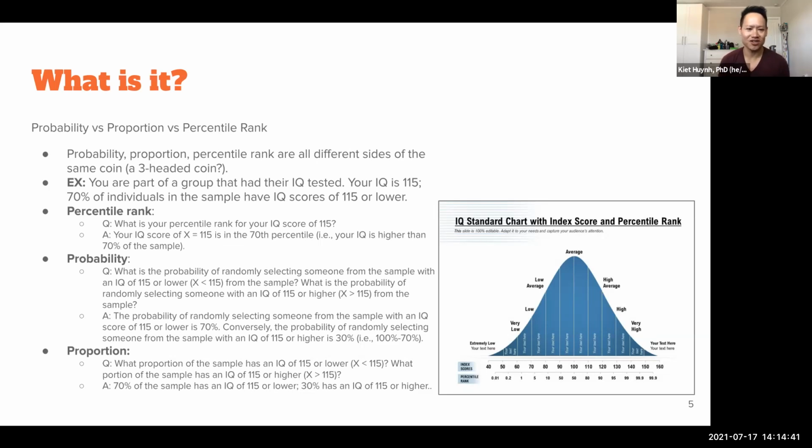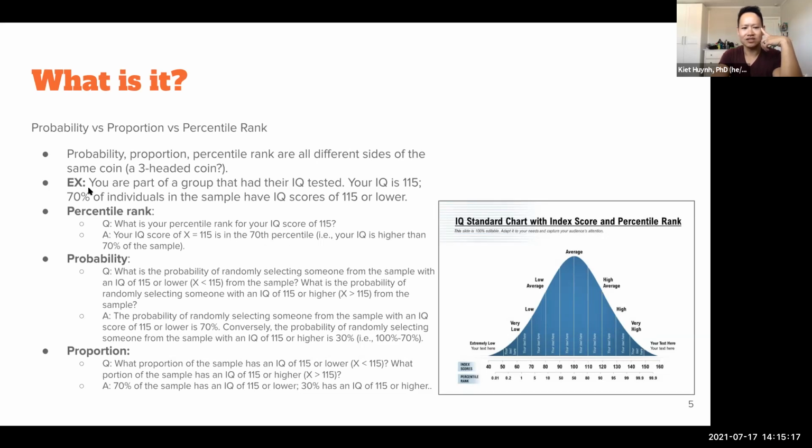Let's look at an example to clarify things. Imagine you are part of a group that had their IQ tested, and your IQ is 115, and 70% of individuals in the sample have IQ scores of 115 or lower. How would you phrase this as far as percentile rank, probability, or proportion? If you're asking a percentile rank question, you might ask, what is your percentile rank for your IQ score of 115? The answer is that your percentile rank is 70, you're in the 70th percentile.